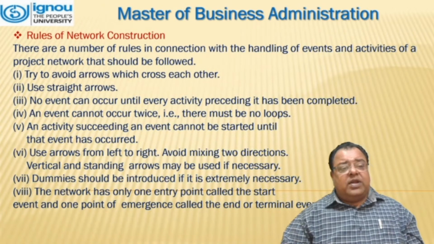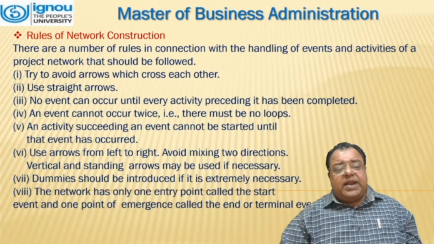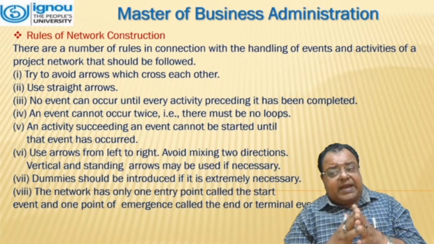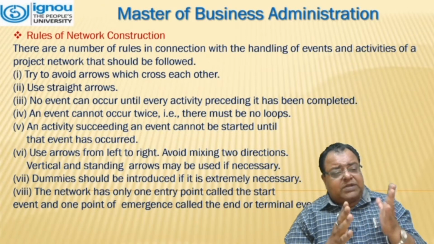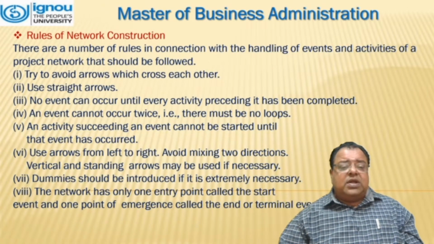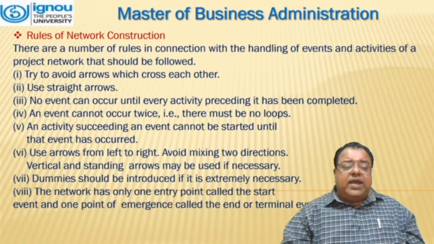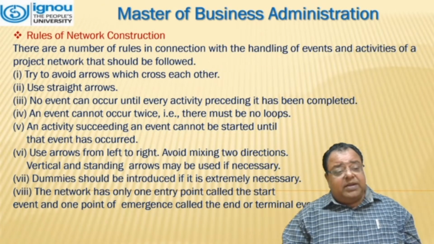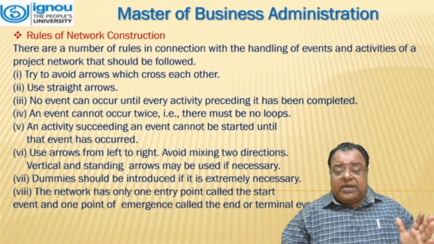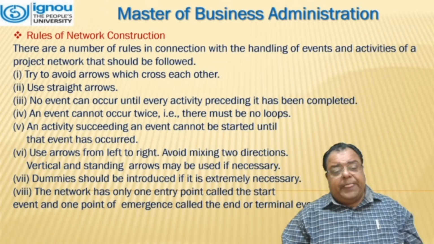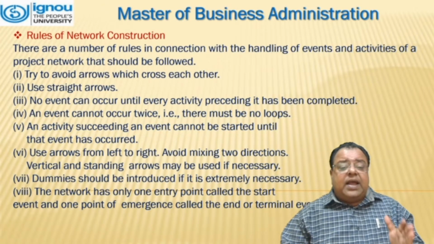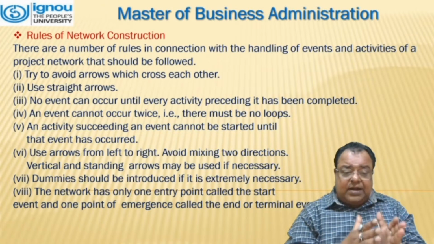What are the rules for network construction? There are a number of rules in connection with the dangling of activity and the activities of a project network. First, try to avoid arrows which cross each other like this. Use straight arrows. No event can occur until every activity preceding it has been completed. An event cannot occur twice, that is, there must be no loop. An activity succeeding an event cannot be started until that event has occurred.